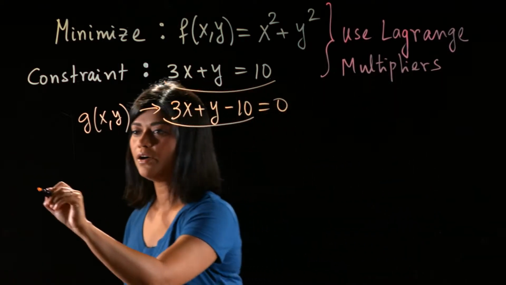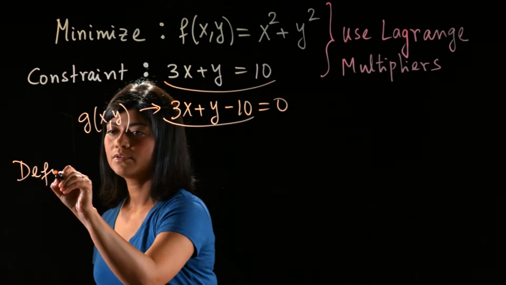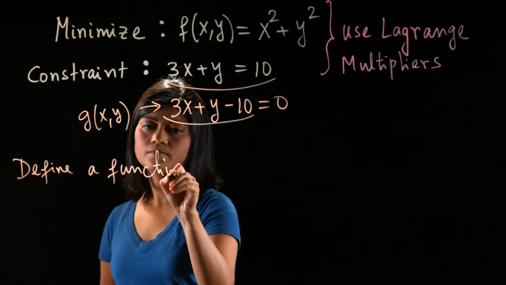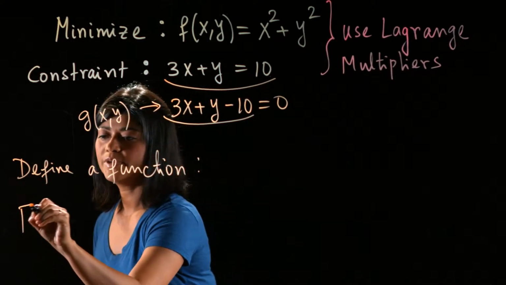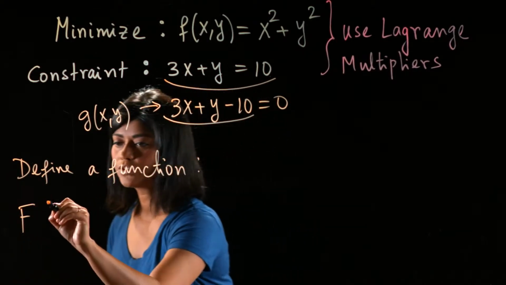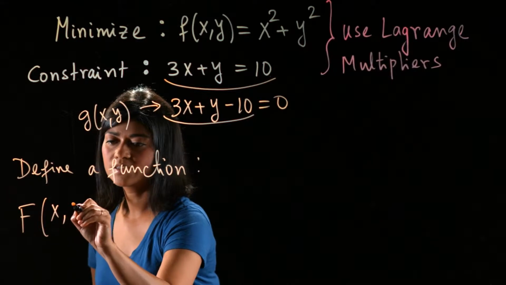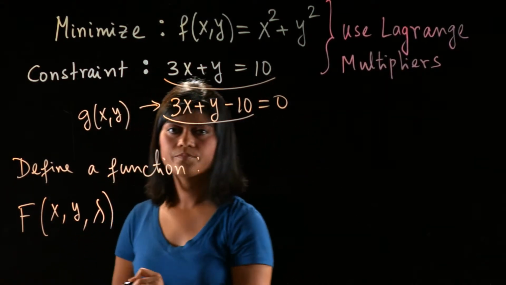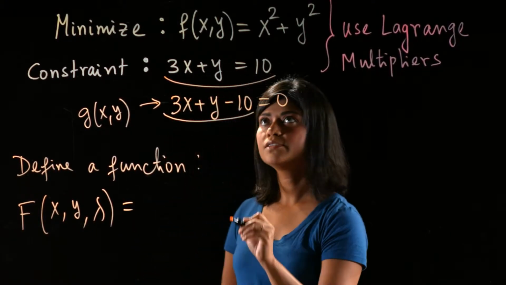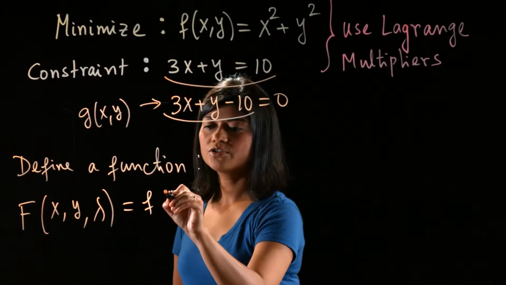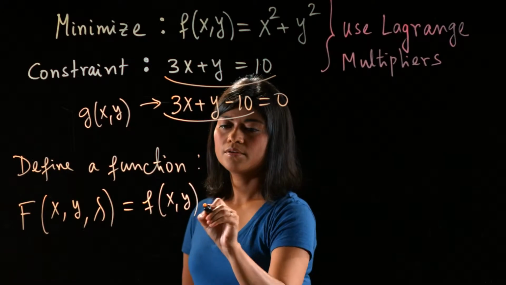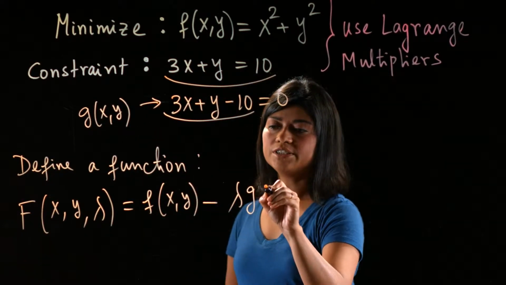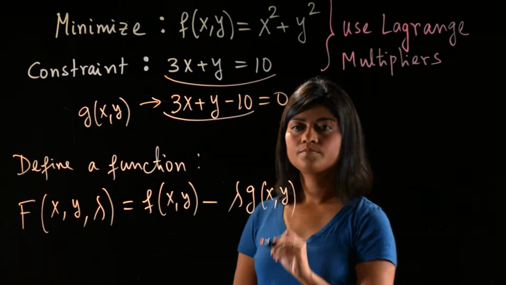All right, now we define a new function. Let's call it big F. And this function will be on x, y, and the Lagrange multiplier lambda. And the definition is this is equal to the function small f minus lambda times the function g.